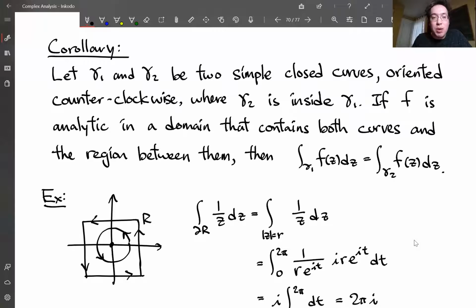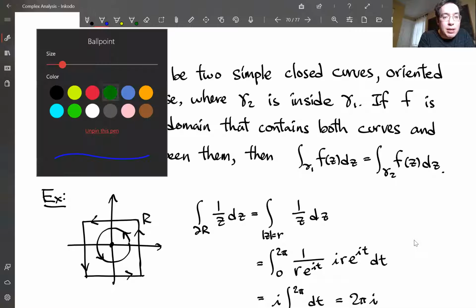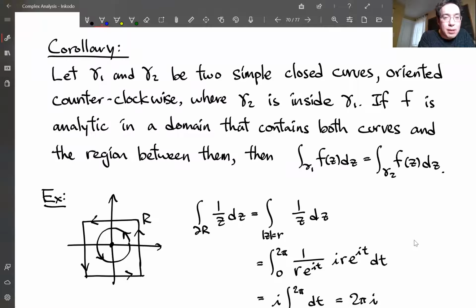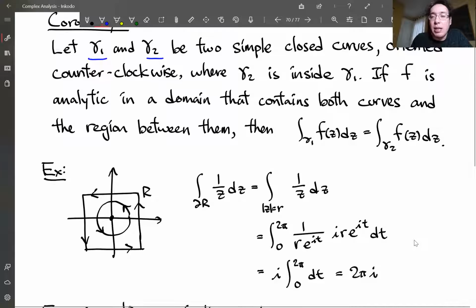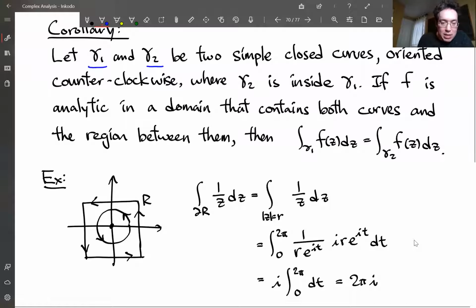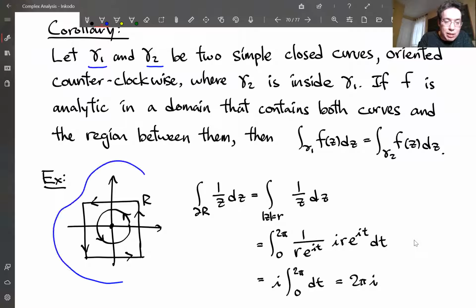Okay, so let's say you have two paths, gamma 1 and gamma 2, and let's say these paths are simple closed loops. So that means it's a curve that does not intersect itself, and it's oriented counterclockwise. So imagine a picture that looks like this. Here's an example that I'm going to compute in a second.